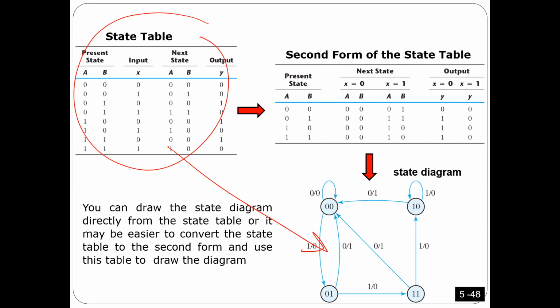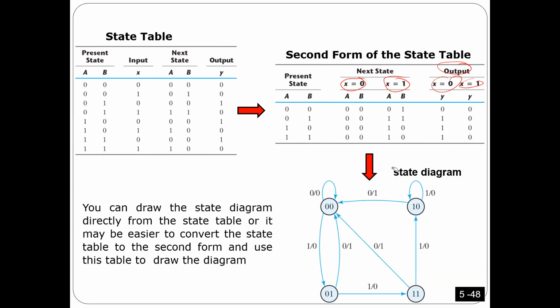So how does this one look? As you see here, this is the current state, for A and B. This is the next state in 2 cases, when x is 0 and when x is 1, right? And this is the output in case x is 0 and x is 1. So actually, what I did here, just to make it easy, is that these 2 rows are represented in just 1 row here. How? I'm going to tell you how.